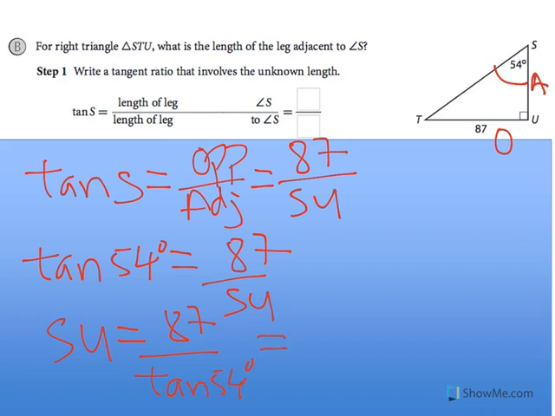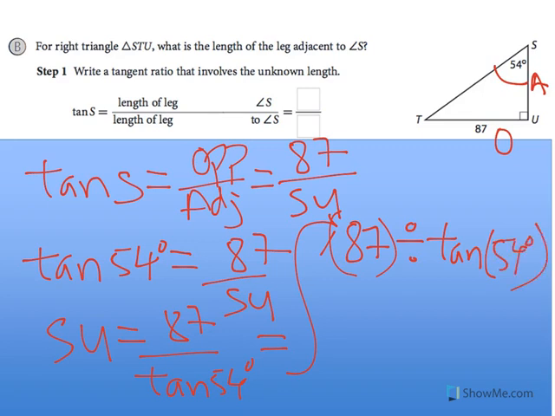Okay, and then from there we can use our calculator to do this. So the steps on your calculator are: you do 87, divide, type in tangent, parenthesis, 54 degrees, and then close your parenthesis. And then from there, it's all from your calculator. So this gives us 63.21, and this is okay.